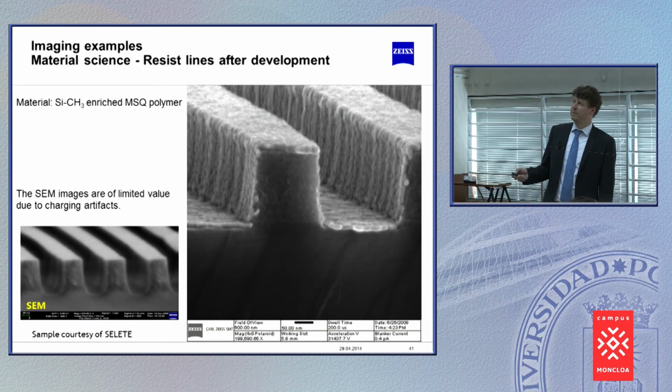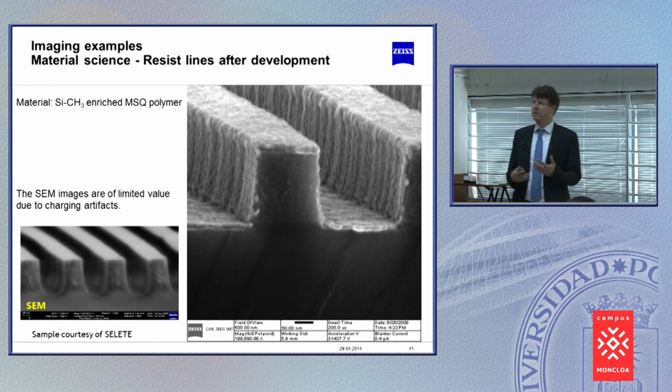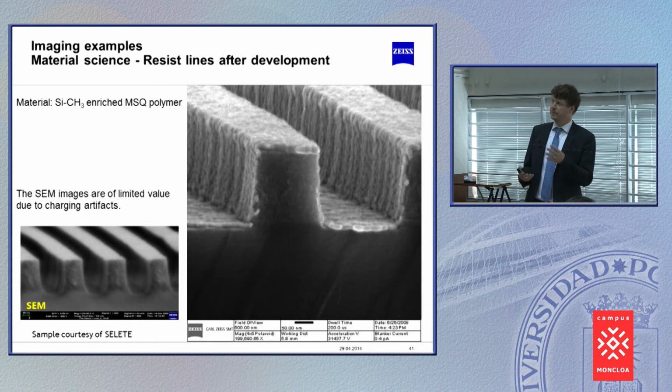This is a resist. You know that in semiconductor fabrication you use resists which will be developed and so on, and then you have the structure on your wafer. The resists cannot be made visible inside the SEM because of the charging artifacts. In comparison, you clearly see a resist film here in this helium ion microscope image.